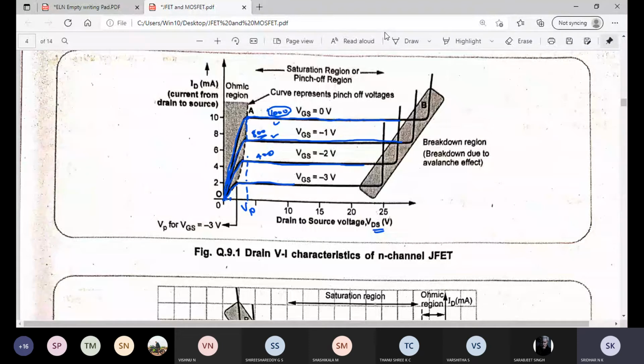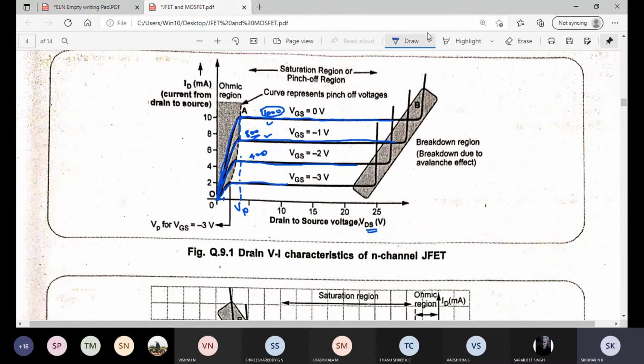Understood? Any doubt in this? No, sir. Right, good. So in this, what if they ask you to explain the regions of operation of N channel JFET? What you need to answer is there are 4 regions totally. Can you see? This is the ohmic region. Okay, and we have something called the pinch off region, and we have something called the breakdown region, and we have something called pinch off voltage. So 4 points you need to explain.